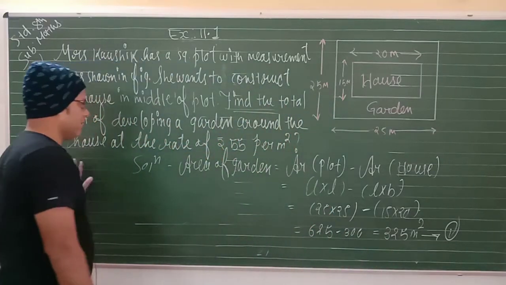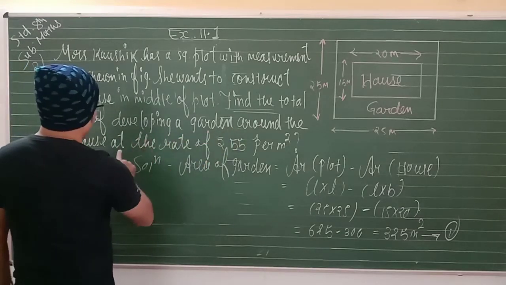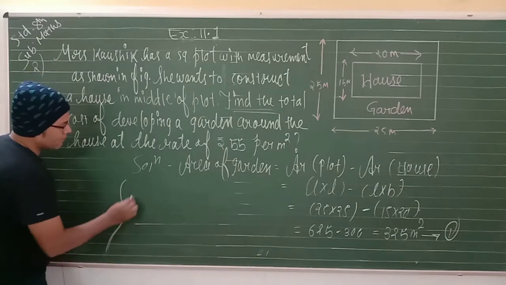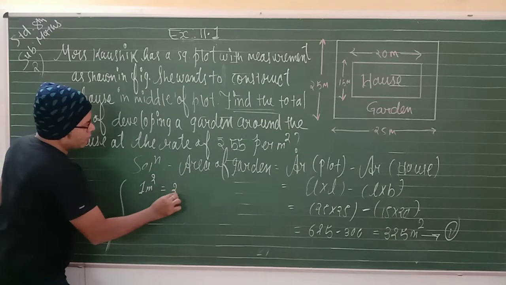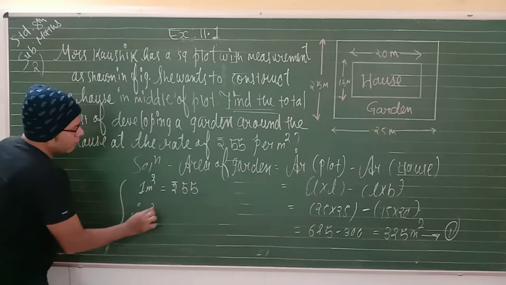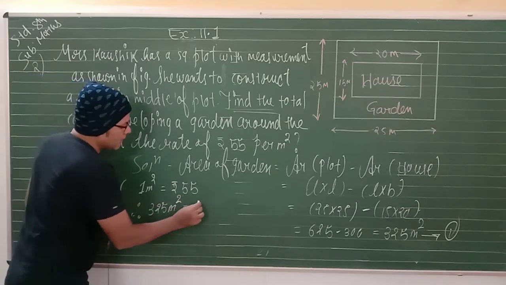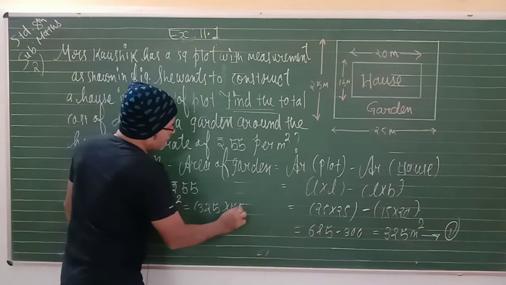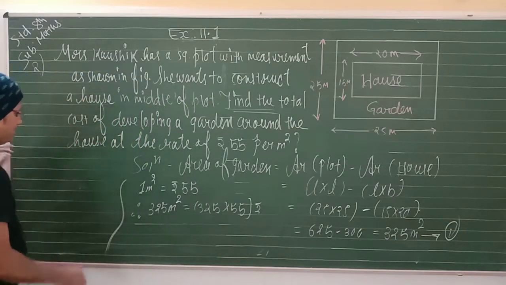Now see the expenditure. Developing garden around the house is at the rate of rupees 55 per meter square. So 1 meter square is equal to rupees 55. Therefore 325 meter square is equal to 325 into 55. Now you have to make multiplication.